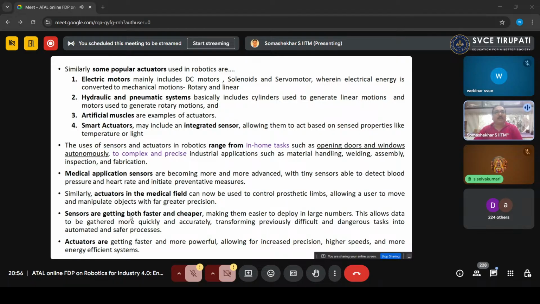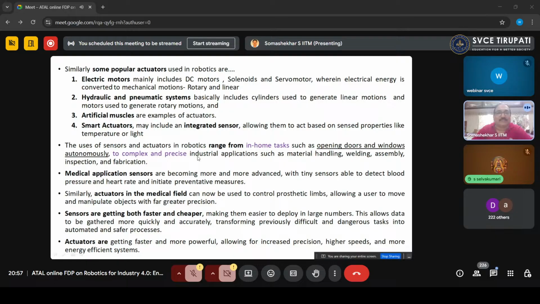Some of the popular actuators, if you see, are electric motors, hydraulic and pneumatic systems. Artificial muscles generally work with the PZT actuator, SMA actuator, and many other newer technologies to drive the artificial muscles. And smart actuator, meaning it is an integrated sensor, works with the environment.